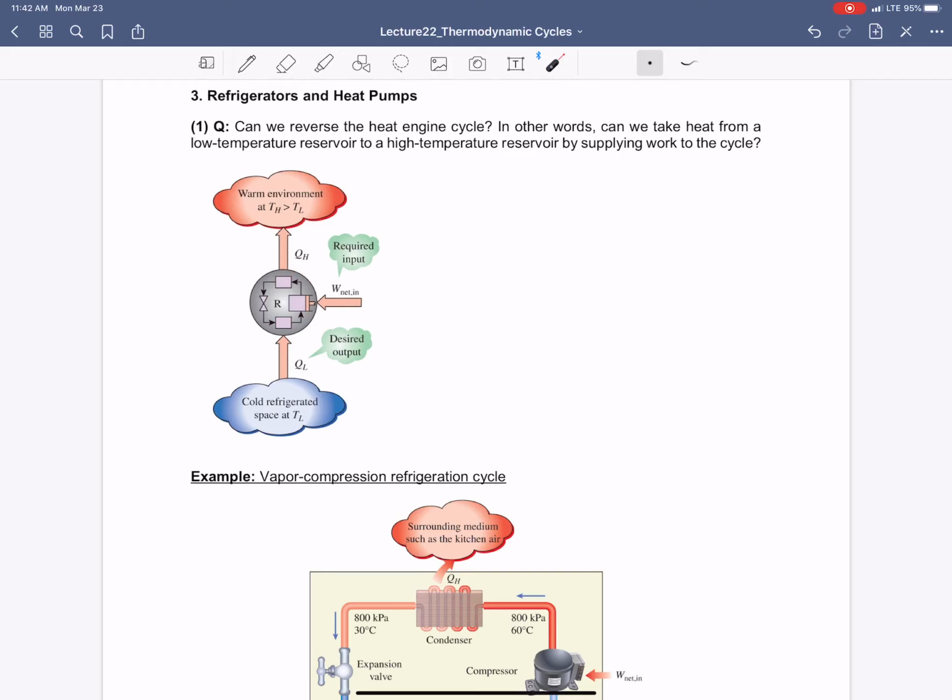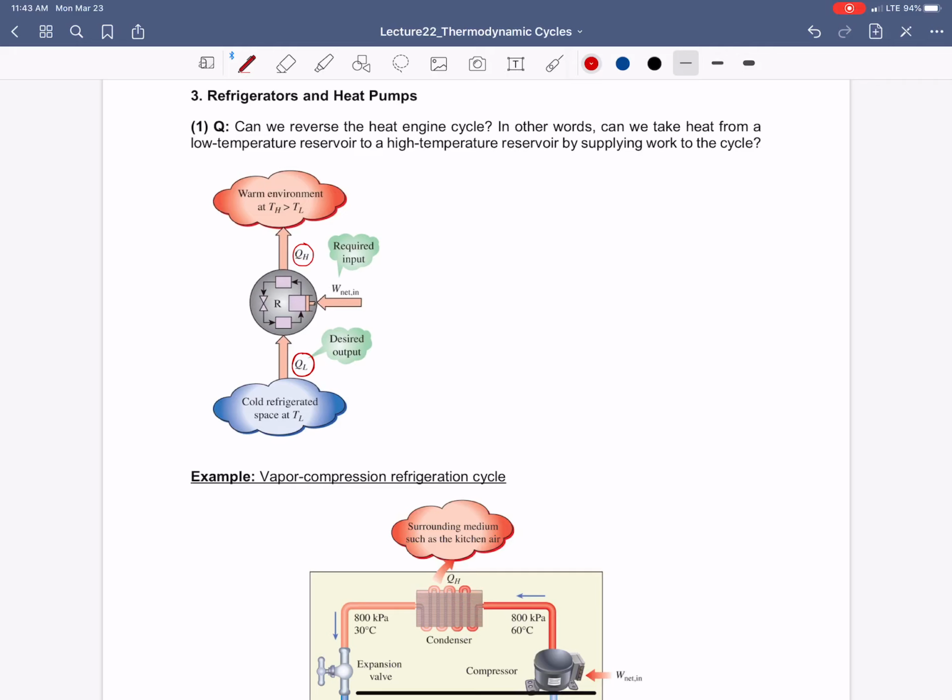Now, the objective of this cycle is not to produce work. Instead, we input work, as you see here, W net in. By putting a certain amount of work into the cycle, can you take heat out of this cold space, in terms of QL, and dump a certain amount of heat to a warm environment?